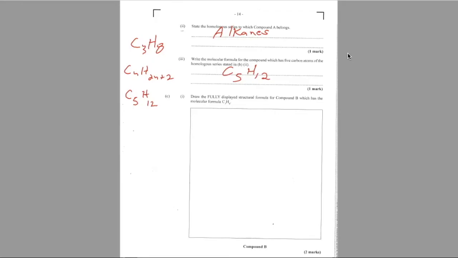And I want us to draw the fully displayed structural formula for compound. Oh, this is a different question. Part C. Part 1 of C, draw the fully displayed structural formula for compound B, which has the molecular formula C3H6. So this is a different compound. This is from our alkene series, and there's a carbon-carbon double bond. So it means that our compound here is unsaturated.